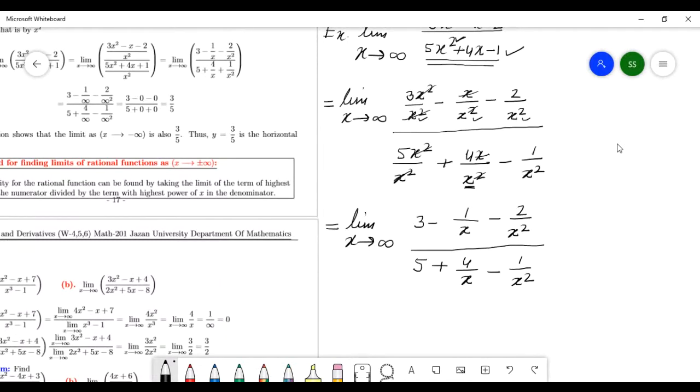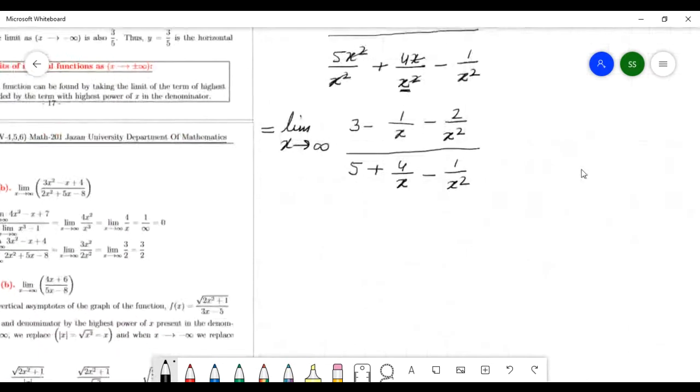Okay, now take the limit. Is equal to limit of 3. Limit of 3, here there is no x, so the limit of 3 is only 3, no change. Minus, x goes to infinity, here 1 divided by infinity. Any number divided by infinity is zero, I told you. Here, number divided by infinity, any number divided by infinity, that is 0, okay.